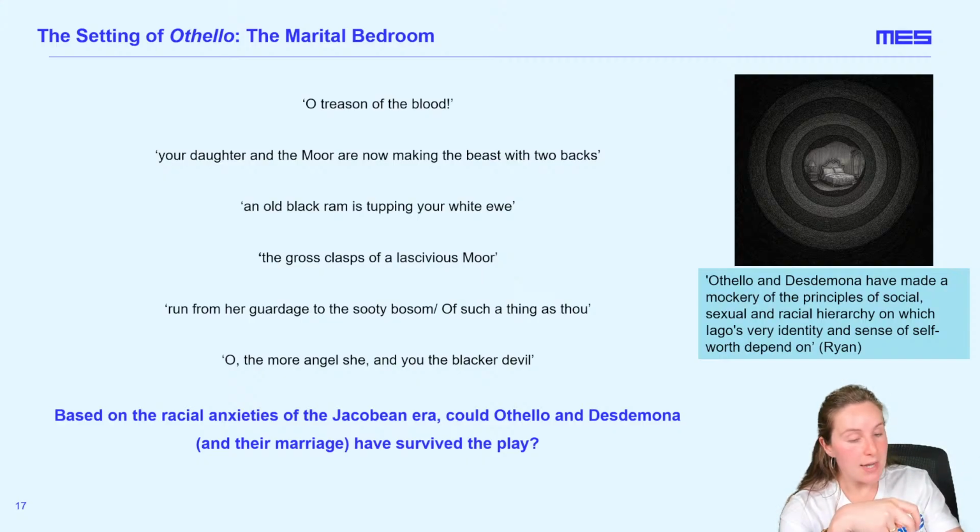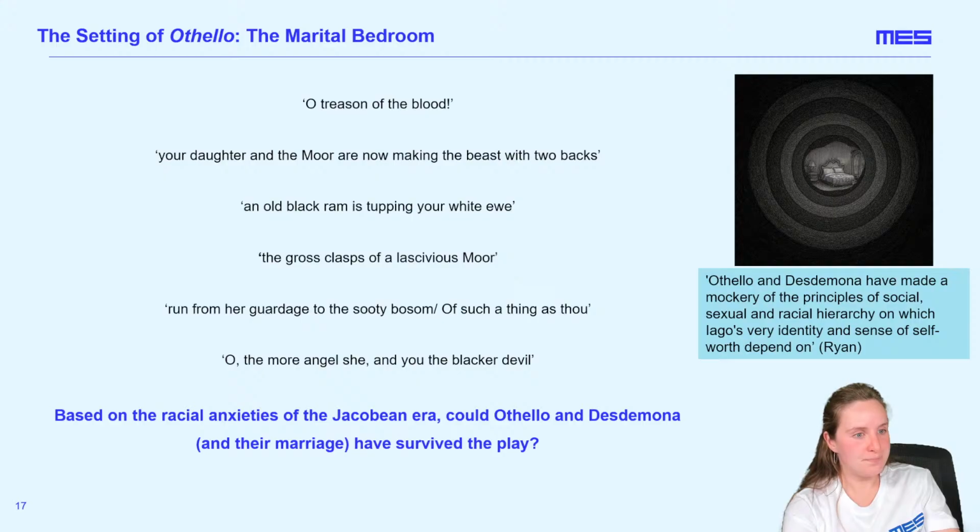Based on the racial anxieties of the Jacobean era, could Othello and Desdemona and their marriage have survived the play? Is this fated because they dared to commit this treason of the blood, this betrayal of society's expectations? Would they have been able to escape this play, be married and have children as people were expected to do in marriage, and be able to live happily ever after?